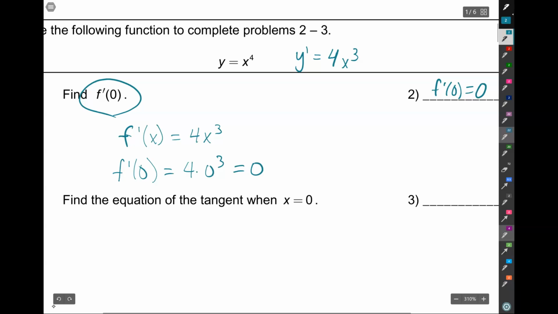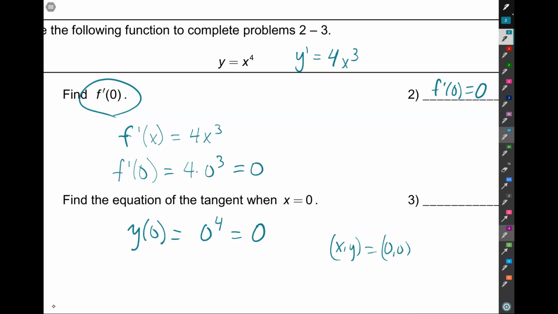Find the equation of the tangent when x equals 0. Well, we know y of 0 is just equal to 0 to the 4th power. Well, that's just 0. What is the equation of the tangent then? So let's see, our x comma y point is 0 comma 0. Our slope is 0. So it's y equals 0.